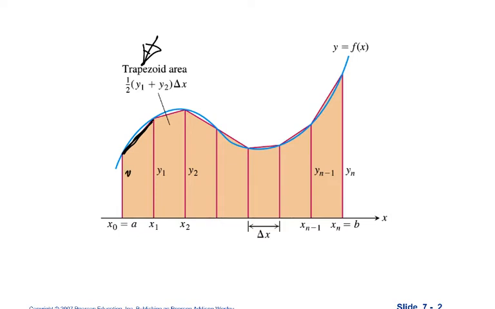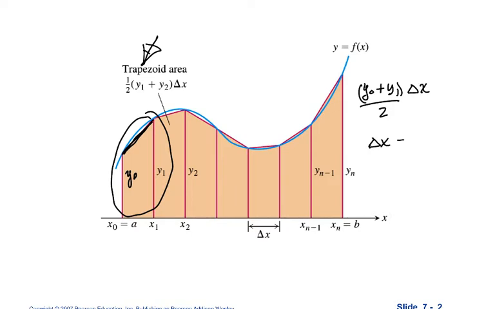And if you look at the first trapezoid, the area is going to be y0 plus y1 divided by 2. That's the average value of the two sides of the trapezoid times delta x. And delta x is simply equal to the length of the entire interval, which is b minus a divided by n, which is the number of trapezoids that you're using.